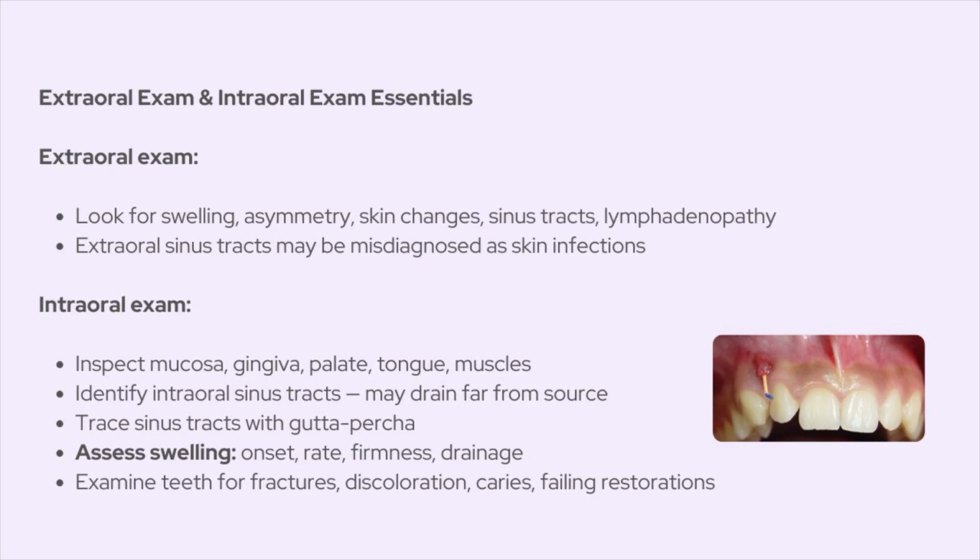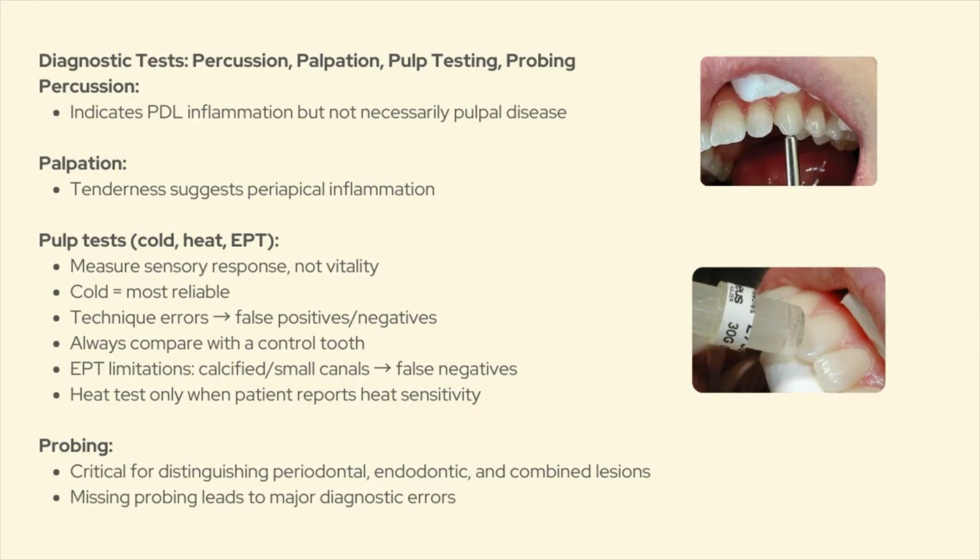Before testing, you examine the teeth themselves. Fractures, discoloration, caries, failing restorations. A discolored crown, for example, often indicates prior trauma or pulpal necrosis. Now let's go over clinical tests, because this is another area where mishaps are incredibly common. Percussion tells you whether the periodontal ligament is inflamed, but remember that inflammation doesn't always mean pulpal disease. Bruxism, occlusal trauma, or malocclusion can create percussion sensitivity without any pulpal pathology. Palpation is more specific. Tenderness usually implies periapical inflammation.